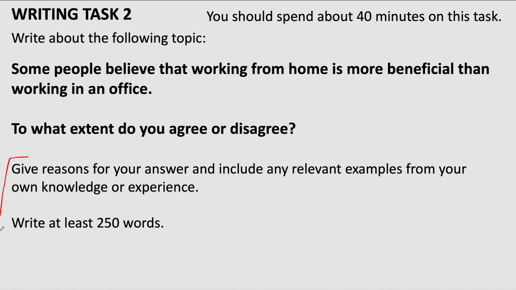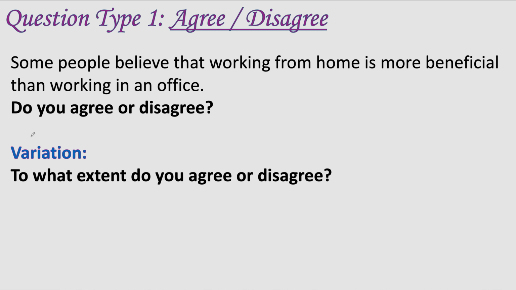The last part about giving reasons and examples is usually the same. What really changes is the statement and the question. The first question type is agree or disagree. An opinion is given and you're asked if you agree or disagree. You can fully agree, fully disagree, or partially agree. Sometimes the question may be phrased as, to what extent do you agree or disagree? But the way you answer it is the same.